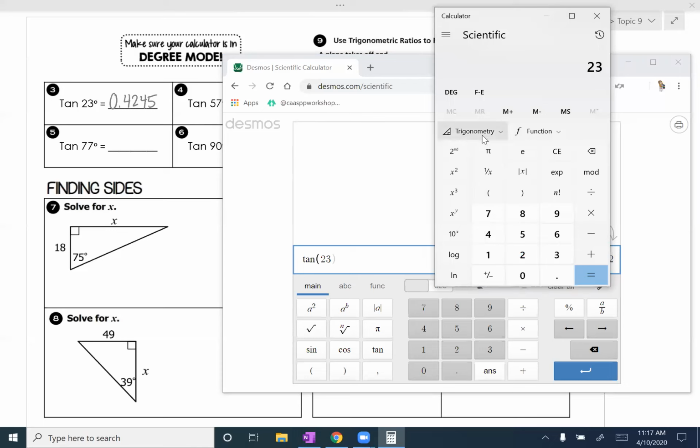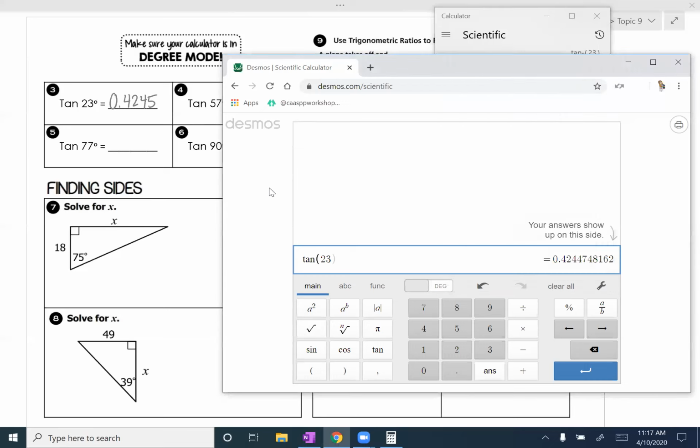And then when I go up here, this has it under a different menu. I'm going to hit tan. And that's how I get that same answer, 0.4245. So again, if you're using your iPhone, it works like that, where you have to type the number first, then tangent. If you're using a calculator with a display, it usually works that way.